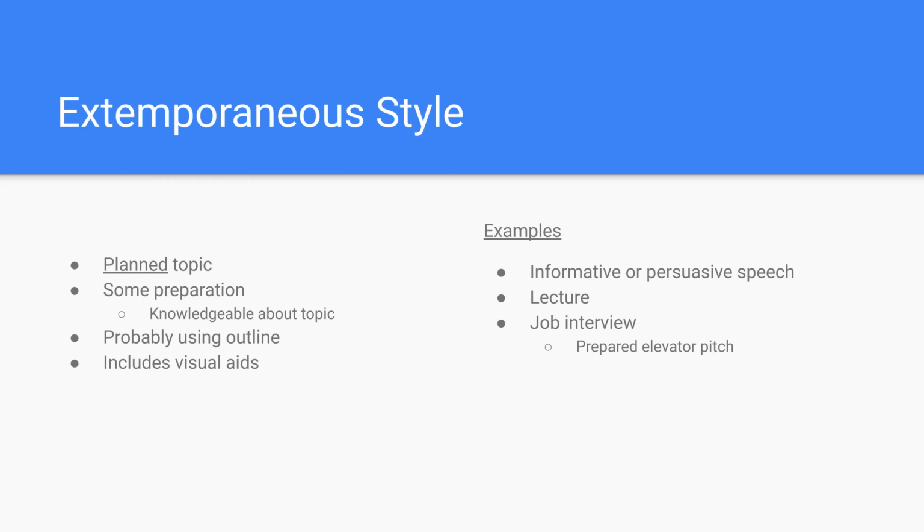But as you experience interviewing for jobs or going to different places, then you'll have a little more of an extemporaneous style where you're preparing ahead of time and able to answer those questions instead of them being quite so off the cuff.